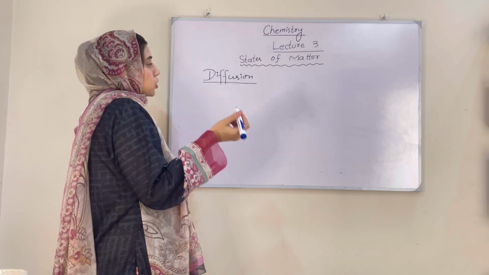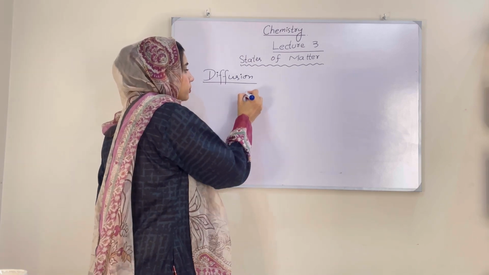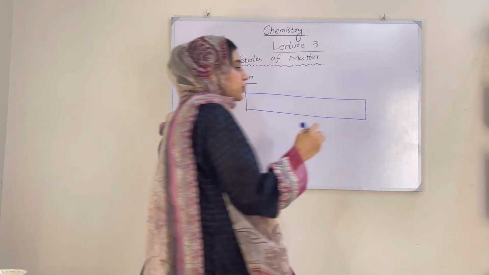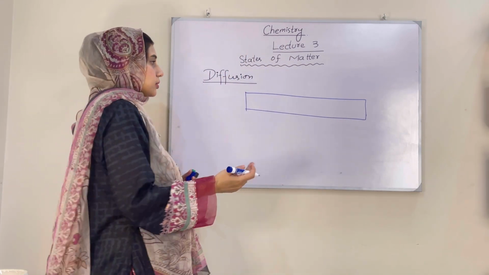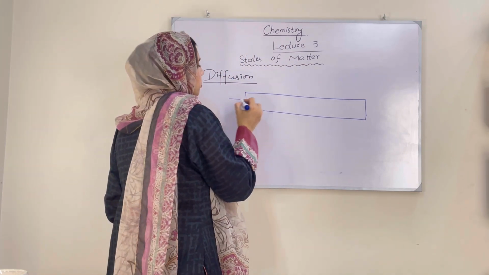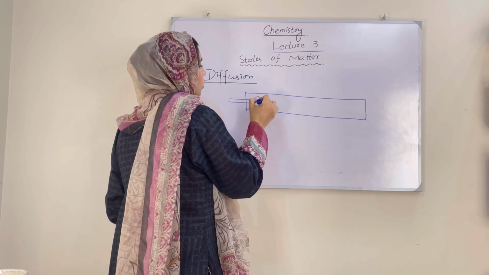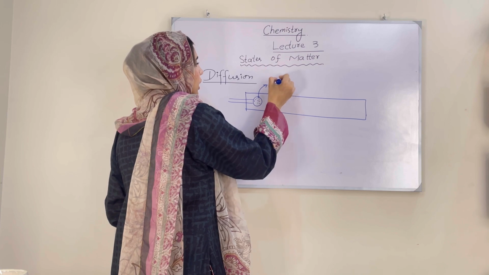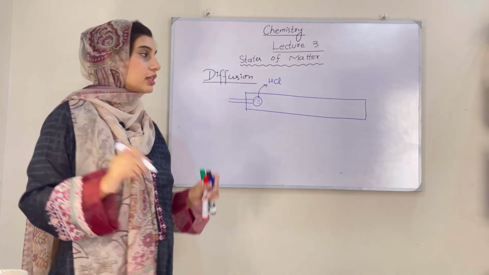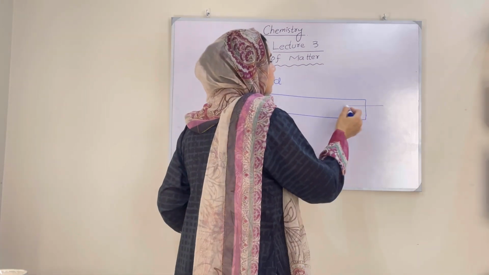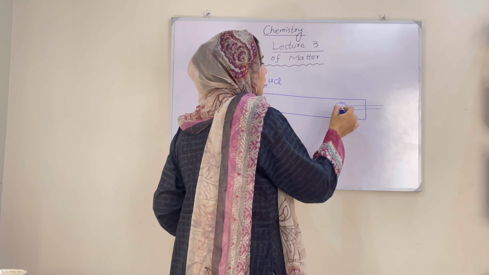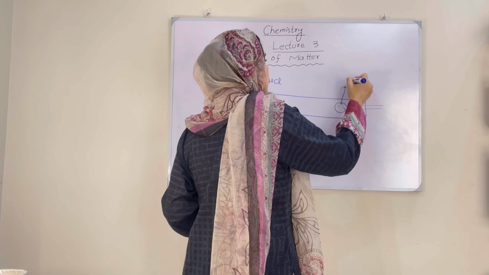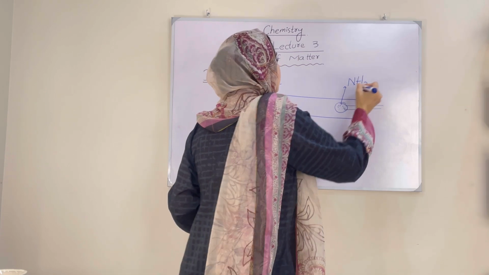Okay, so here we have a tube, any tube, in which we are going to carry out the experiment. From this side, we have a source of hydrochloric acid, which is a compound, and an acid as well. From the other side, we have another source from which we are infusing ammonia.